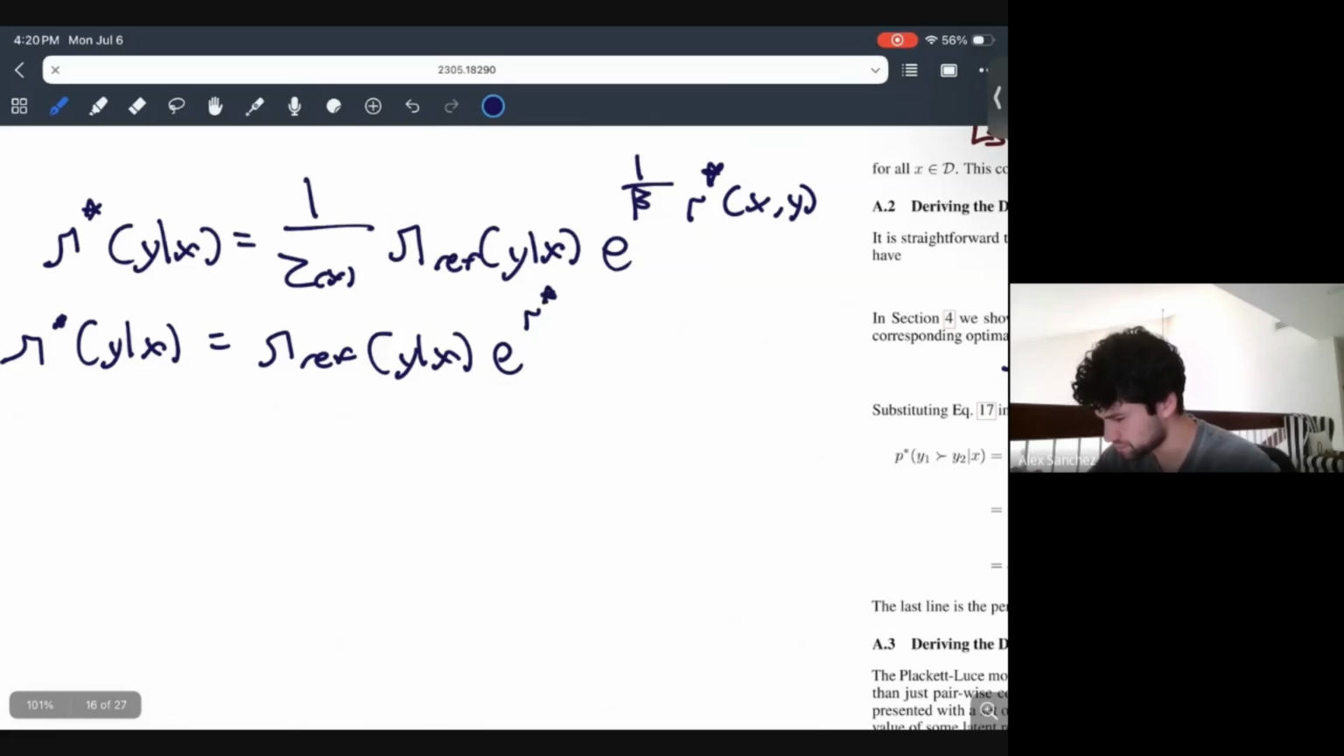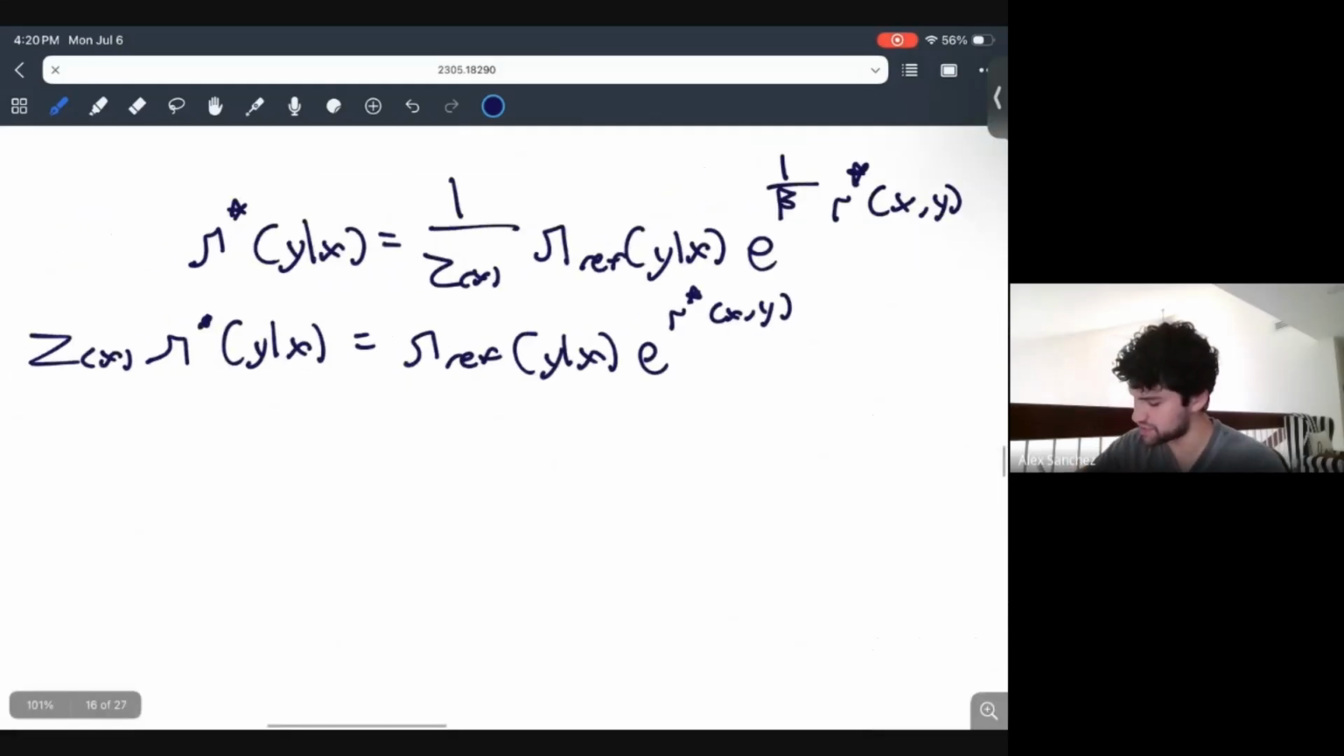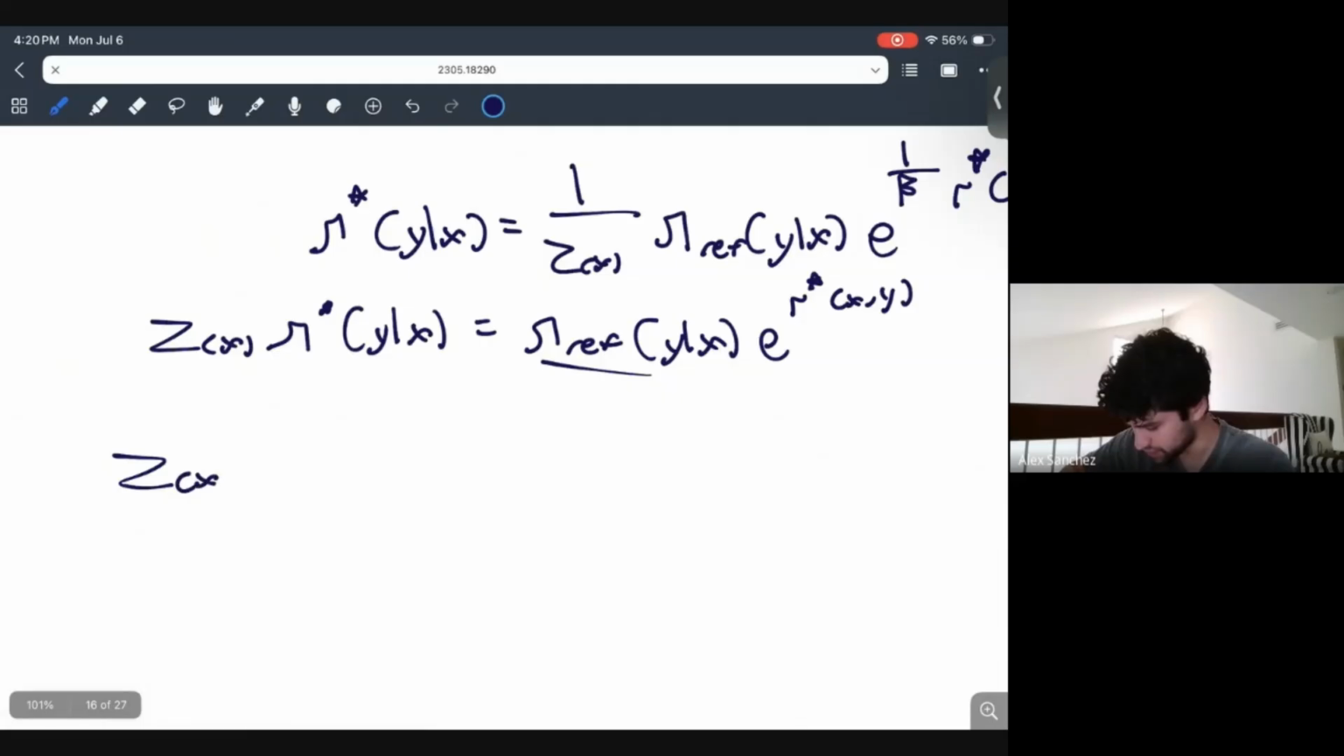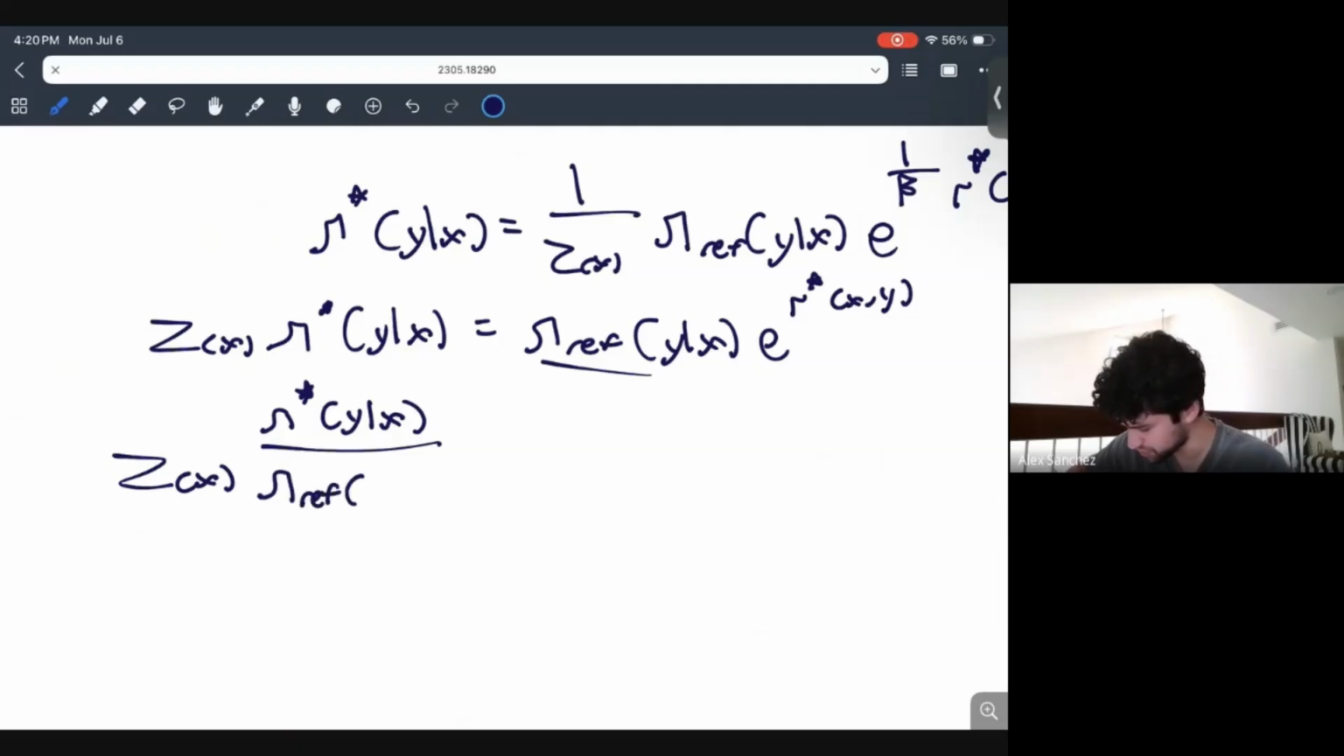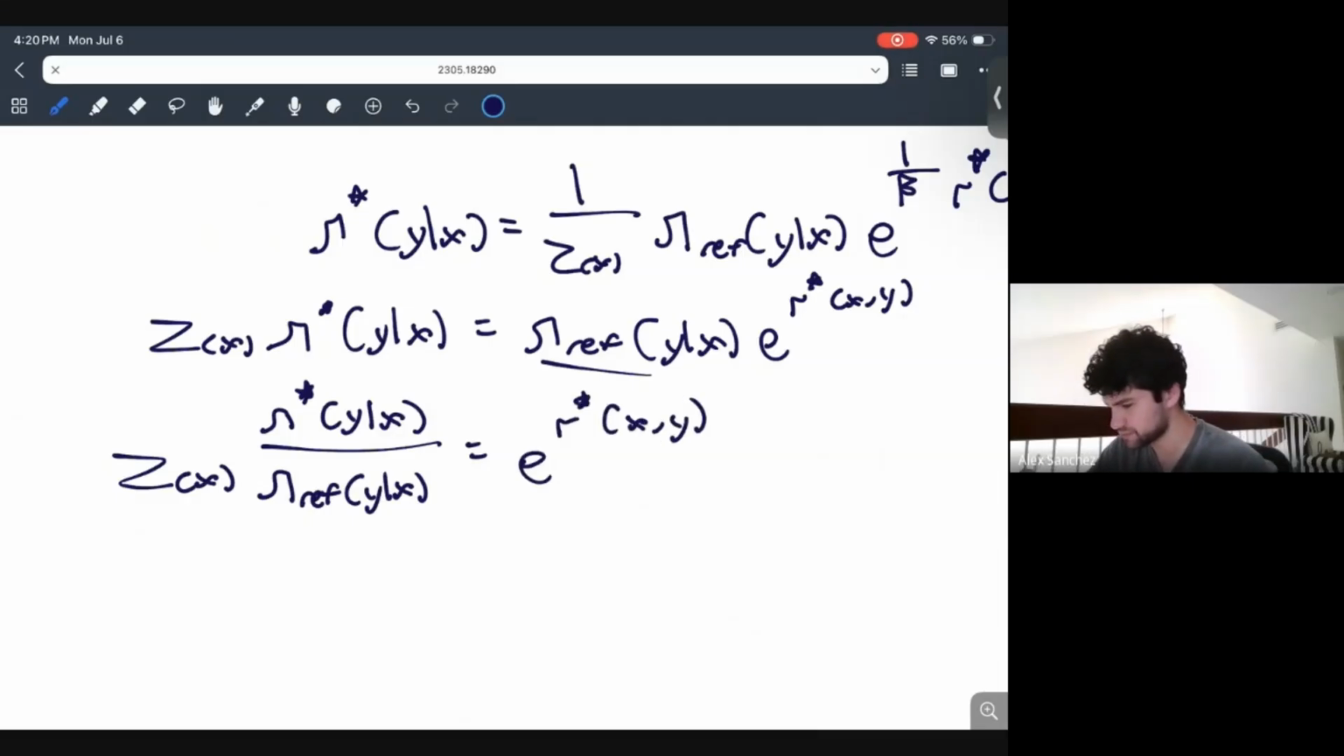R star is up here. And we divide both sides by this. So what we get is Z of x, the optimal policy's distribution over the reference policy's distribution, is equivalent to e to the this.